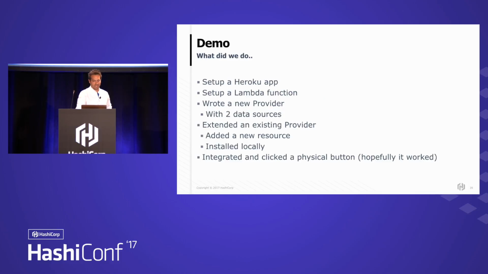So yeah, what did we do? We set up a Heroku app, which I wrote before. We set up a Lambda function, which I wrote before and learned about JavaScript. We wrote an entire new provider for Twitch, and we exposed 2 new data sources. So now you can leverage Twitch. You can pull information out of there. Can't really create things, but you can still integrate with it because it has an API. Terraform can do something with it.